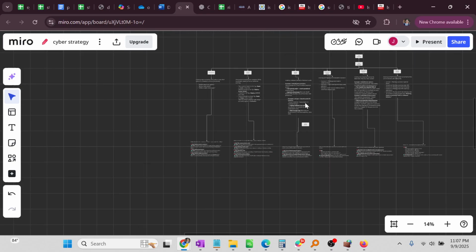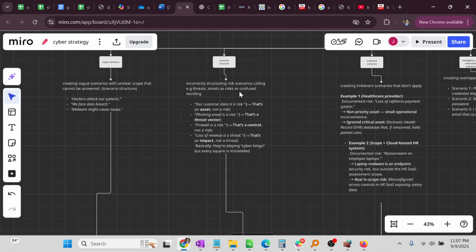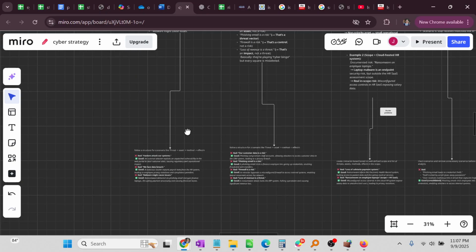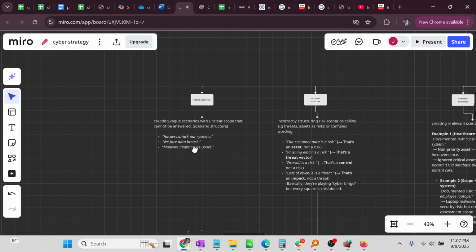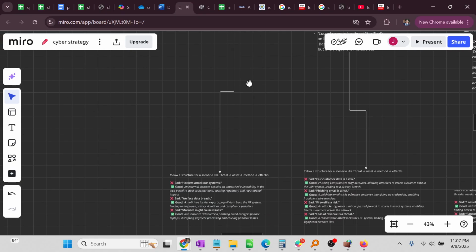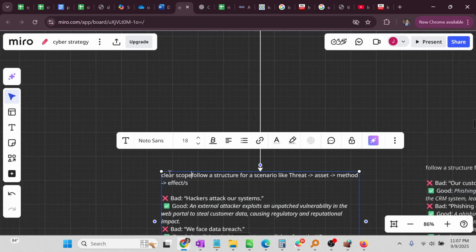Now let's discuss. These are the problems and some of the examples that I have given for those problems. Now let's move on towards the actual solution to the problems. So the first one is you have vague scenarios, creating vague scenarios with unclear scope that cannot be answered. So how can we fix this? We can fix this with two things. We already know that the scope is so clear scope and follow a structure.